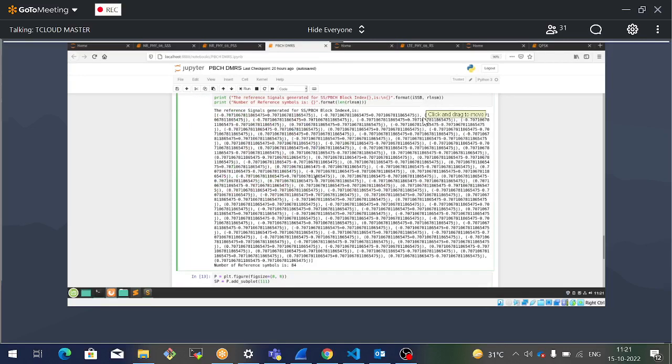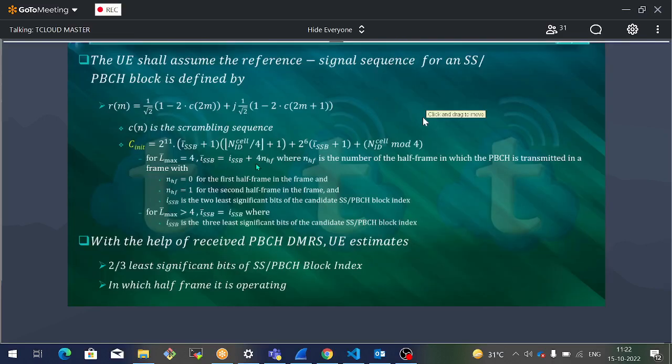These QPSK symbols, 84 of them, would be transmitted exactly in the subframe index that I have decided, in that particular SS block. These symbols will keep on changing based on your first half frame or second half frame or the SS block index, because those are the important inputs that go into this formula. So these block indexes and everything go in as the input.